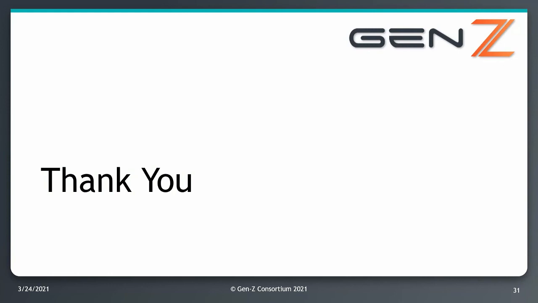It looks like we have one more question right now. It is, what is the max performance on the GenZ Scalable connectors? Well, I know I can answer that one.